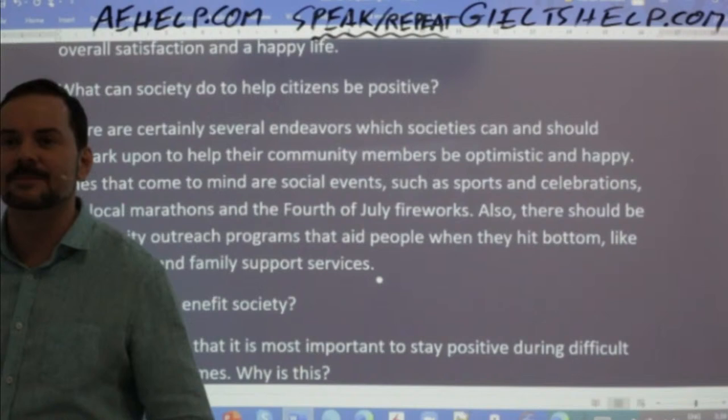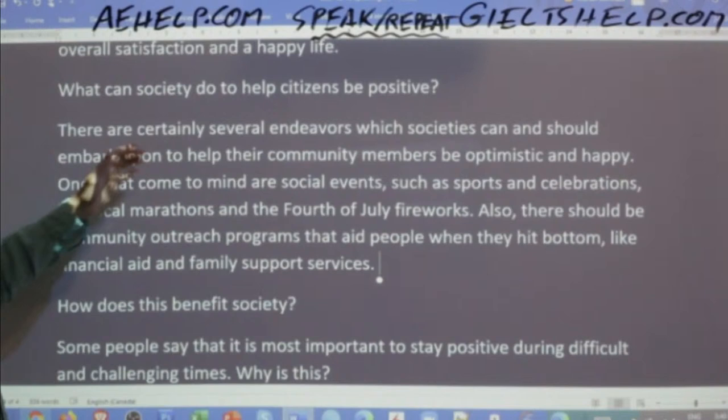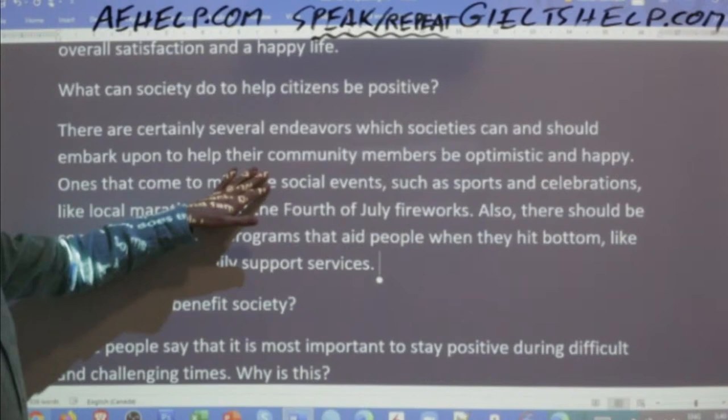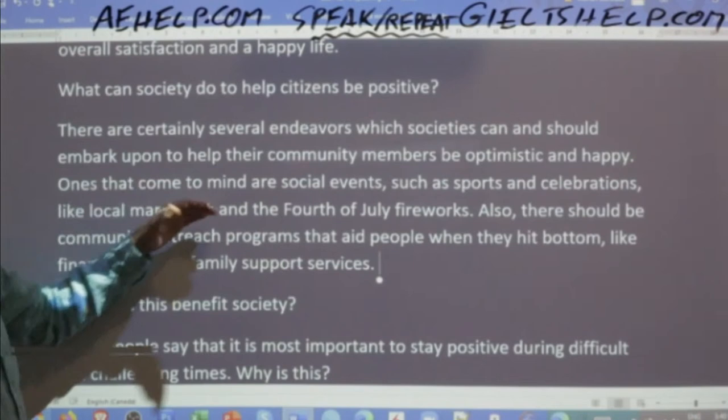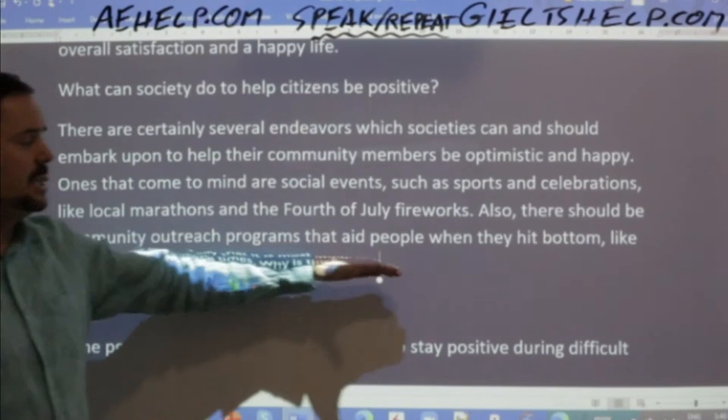Here we go. So from the top, what can society do to help citizens be positive? There are certainly several endeavors which societies can and should embark upon to help their community members be optimistic and happy. Ones that come to mind are social events such as sports and celebrations like local marathons and the 4th of July fireworks. Also, there should be community outreach programs that aid people when they hit bottom, like financial aid and family support services.